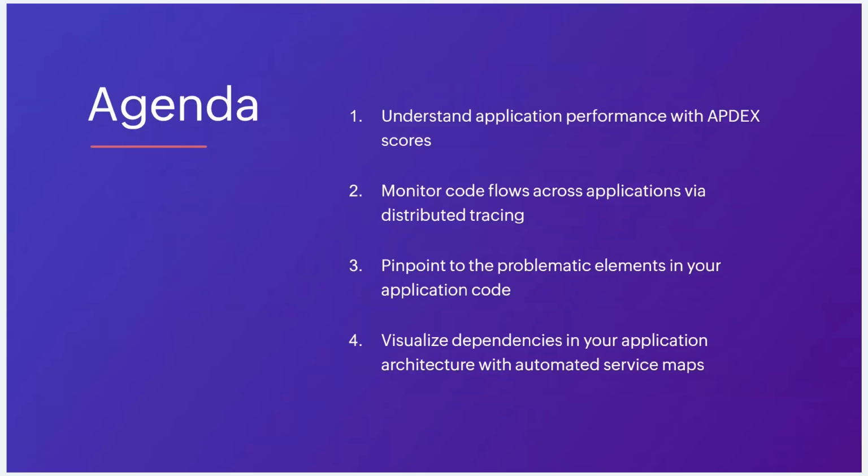So let's quickly jump into today's agenda. We are going to cover a total of four parts. In the first part, we will discuss and understand the application performance with APDEX scores. In the second part, we will explore how you can monitor code flows across applications via distributed tracing. In the third part, we will be looking at how you can directly pinpoint the problematic elements in your application code. At last, we will visualize your application's dependent architecture with the help of automated steps.